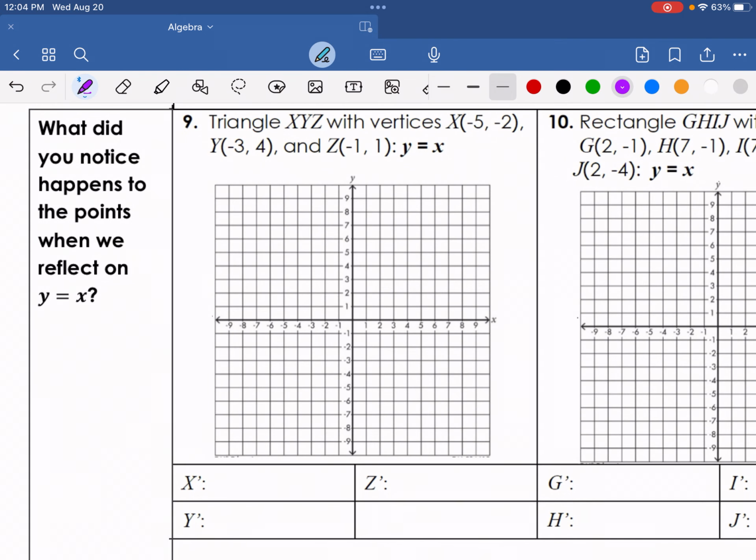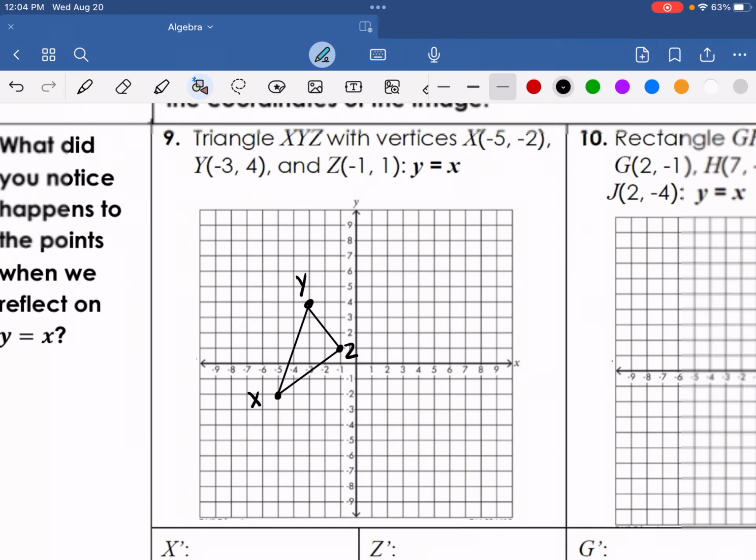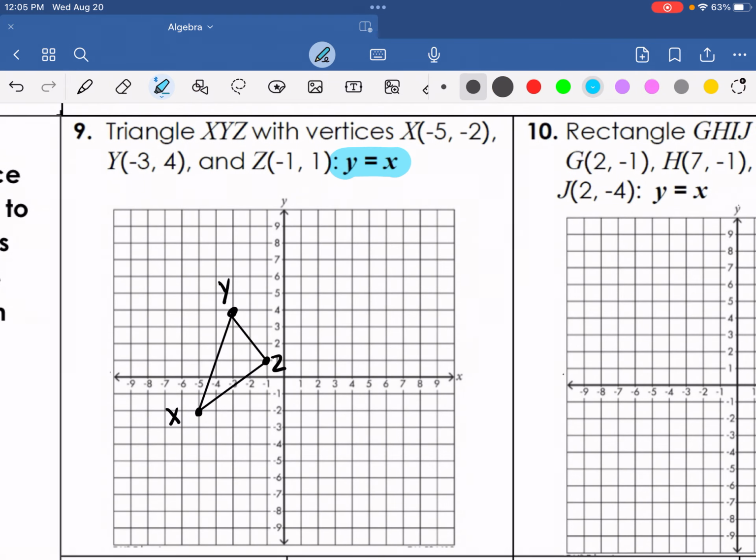Okay, so for the first one, you have a triangle, X is (-5, -2), Y is (-3, 4), and Z is (-1, 1). Then you want to connect your triangle, and we are reflecting it over a new line, and this line is y equals x.